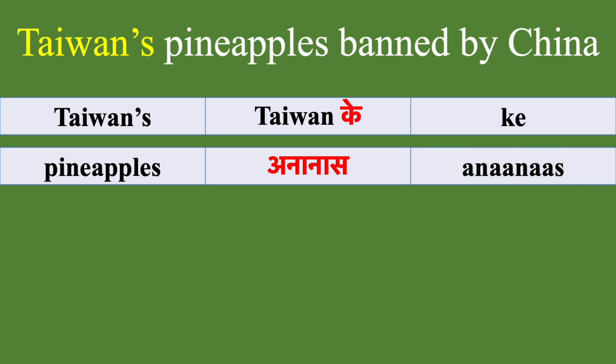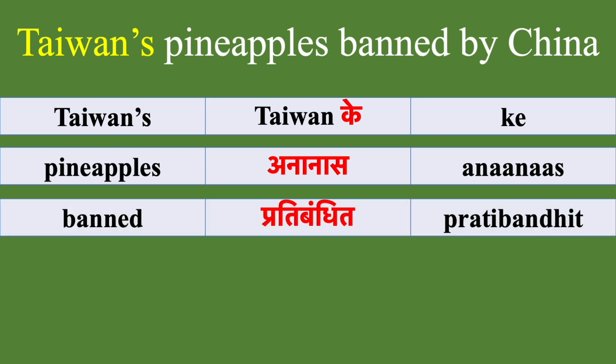In last headline, we had translated of Scotland as Scotland ka because we were talking about one island of Scotland. Here, we are talking about many pineapples of Taiwan, so it will be Taiwan ke, where ke is plural of ka. Pineapples is ananas. Banned is pratibandhit.